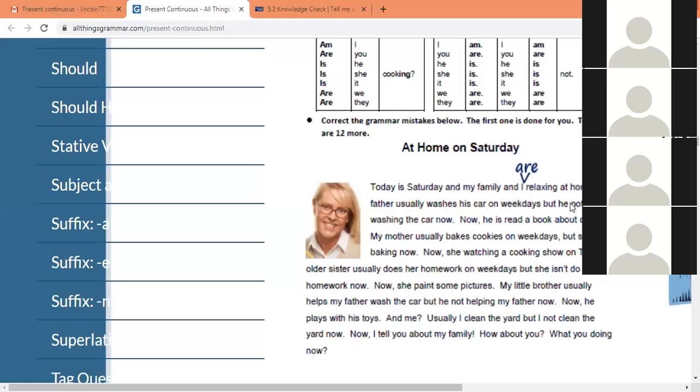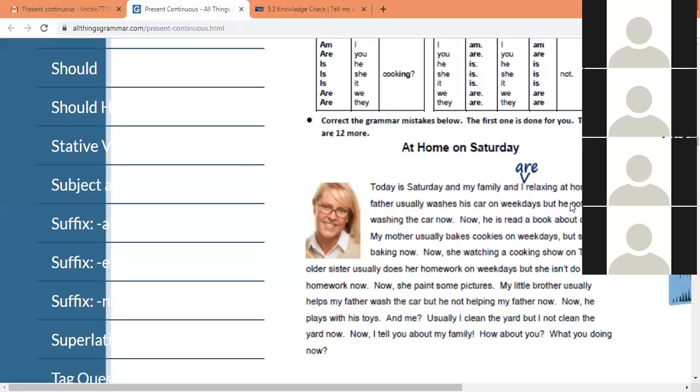All right, Wilbur, my little brother usually helps my father wash the car, but he not helping my father now. Okay. Dina, now he plays. But it says it's present continuous. Now he's playing. Now he plays with his toys. With toy and me. And me.